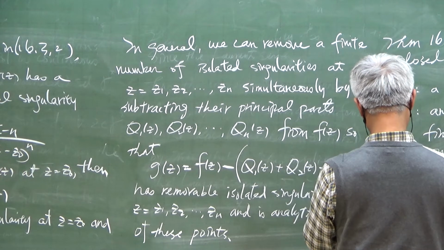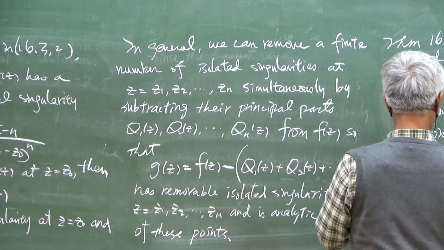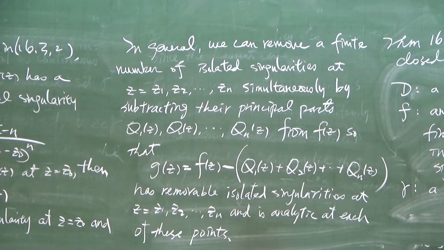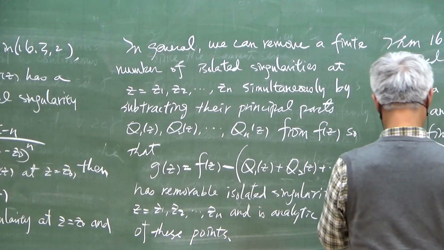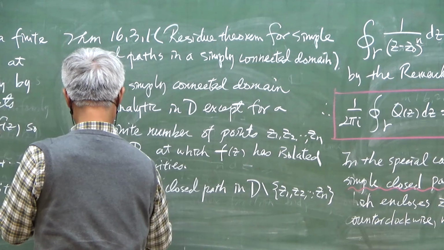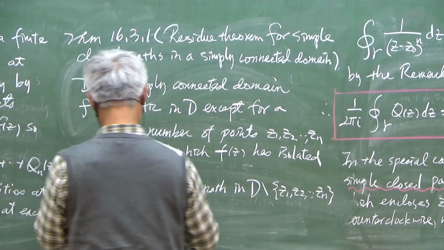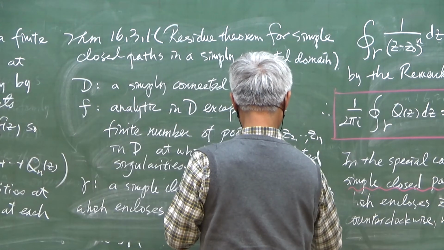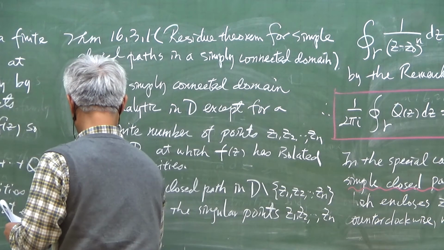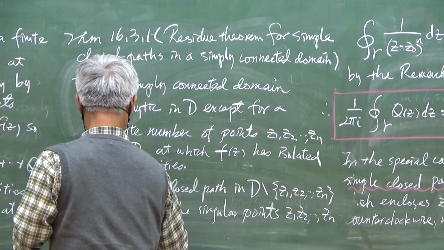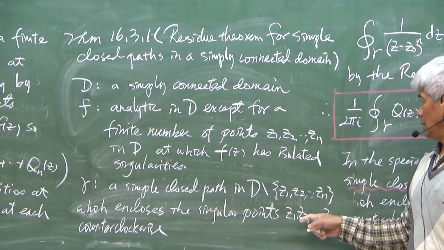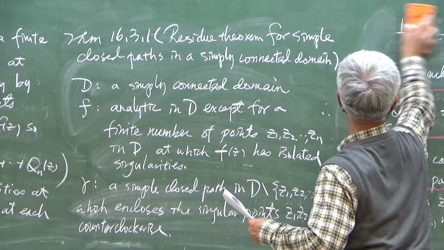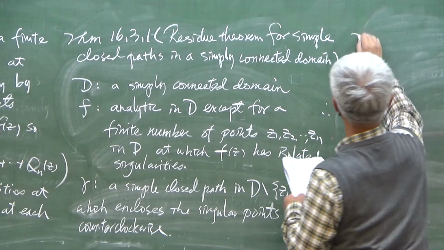Okay, now gamma, a simple closed path in D, but not intersecting these singularities, which encloses the singular points z1, z2, up to zn, counterclockwise, so that the winding number of this simple path around these points is equal to 1. Okay. Then the conclusion.